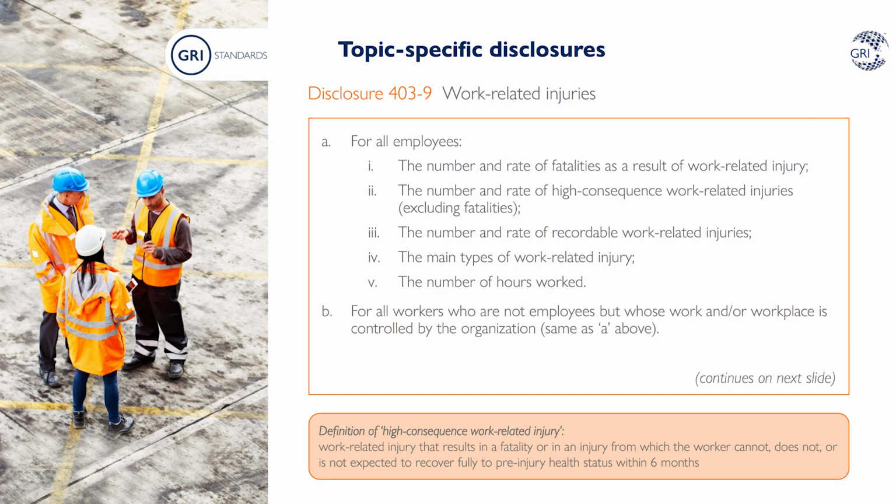An important concept introduced here is high-consequence work-related injury. This refers to an injury that results in a fatality or in an injury from which the worker cannot, does not, or is not expected to recover fully to pre-injury health status within 6 months. This helps shift the focus of reporting from loss of productivity for the organization as a result of a work-related injury to evaluating the impact on the worker's health and safety.